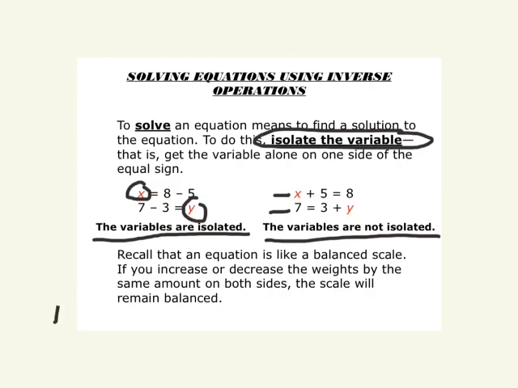Now, keep in mind, an equation is like a balanced scale. Whatever you do to one side of an equation, you must do to the other. So if you decide you're going to isolate the variable by subtracting 8, then you must subtract 8 from the other side of the equal sign also. It's just like weight training. If I'm down in the weight room and I put 45 pounds on one side of the bar, I better add 45 pounds on the other side of the bar. Otherwise, I'm going to fall down and have an accident. So just keep in mind, an equation is like a balanced scale. Whatever you do to one side, you must do to the other.